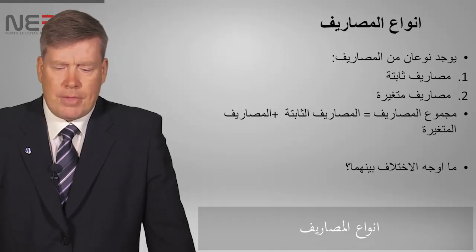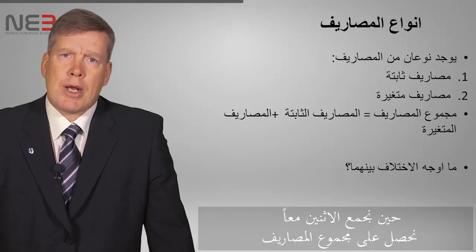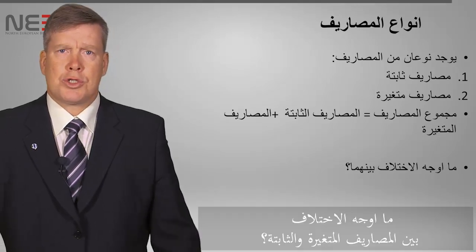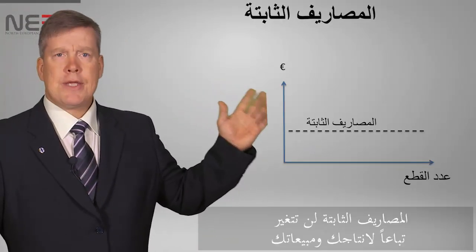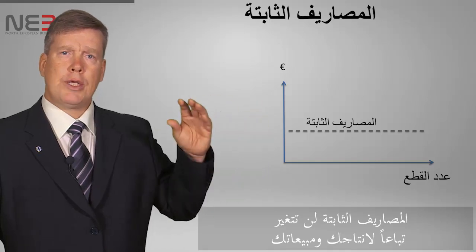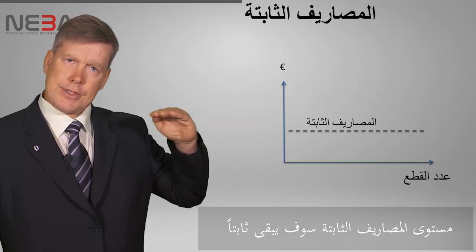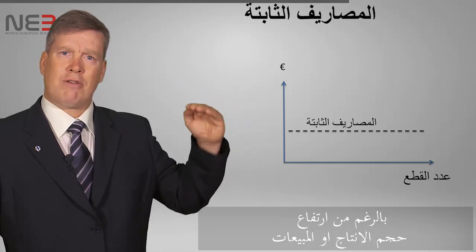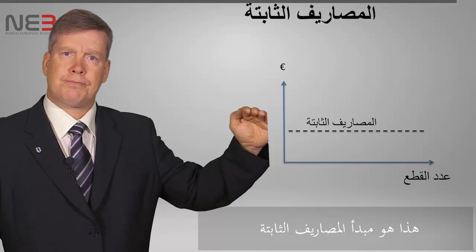Different costs. There are two different kinds of costs, variable and fixed costs. And when we summarize them together, we get the total costs. What is the difference between variable and fixed costs? As you can see in the picture, fixed cost does not change according to your sales or production, but the level of fixed cost remains the same even if you have a lot of sales or little sales, a lot of production or little production. That is the principle of fixed costs.